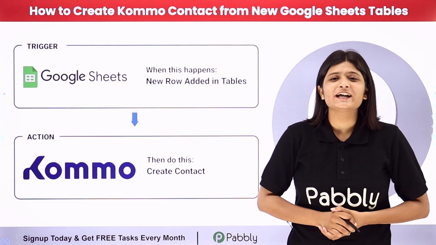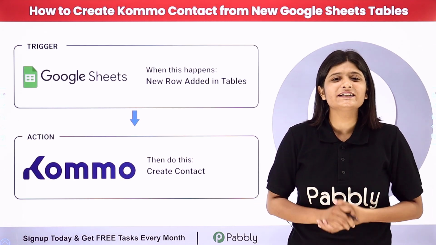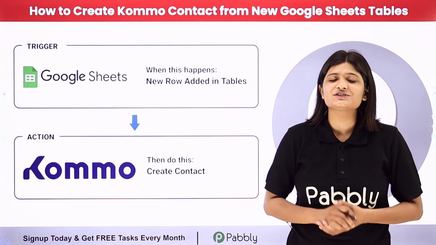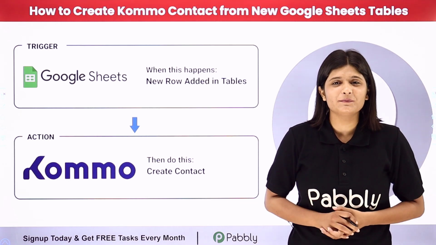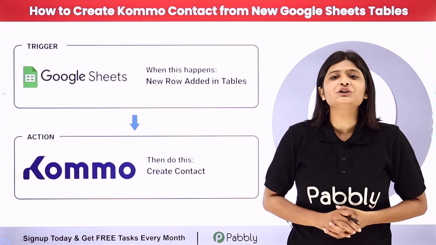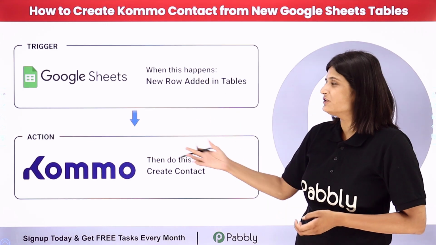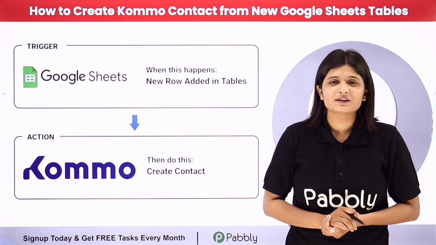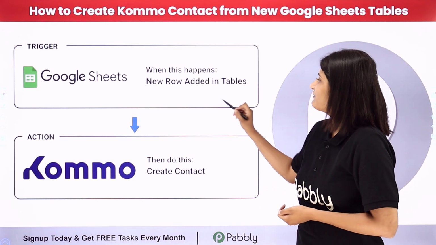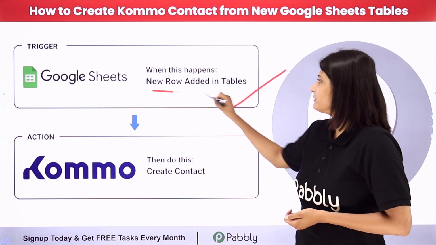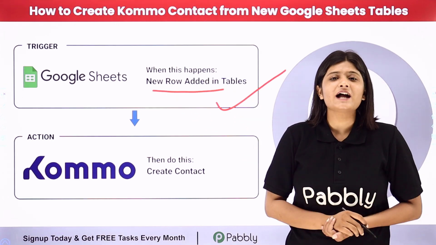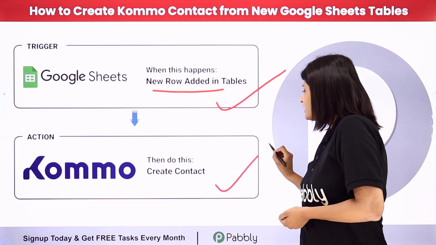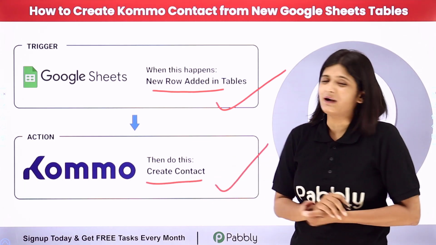I can do this with the help of Pabbly Connect. So Pabbly Connect is an amazing automation and integration software which requires no coding or programming skill. I just need to build a connection between Google Sheets and Kommo. Pabbly Connect runs on two principles, which are triggers and actions. Here, as my trigger application, I will take Google Sheets, where a new row will be added in the table, and as my action application, I will take Kommo, where the contact will be created automatically.